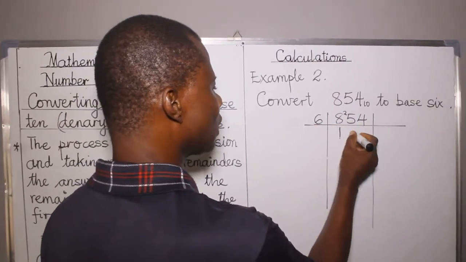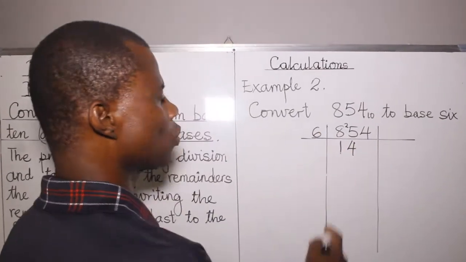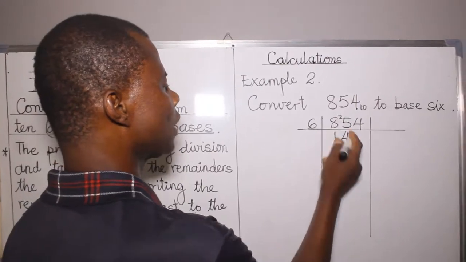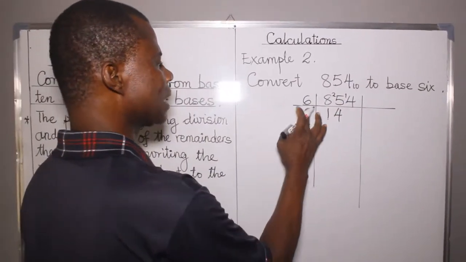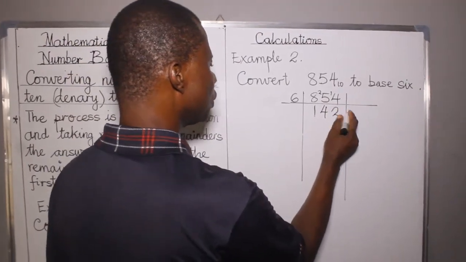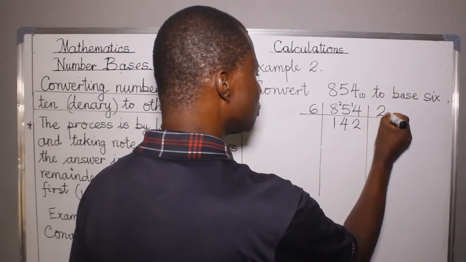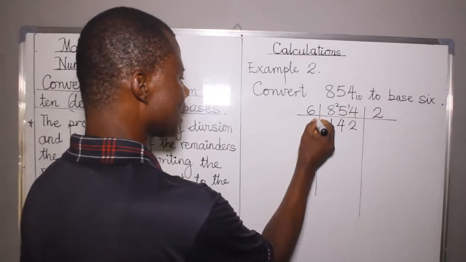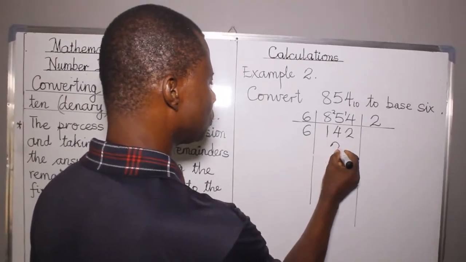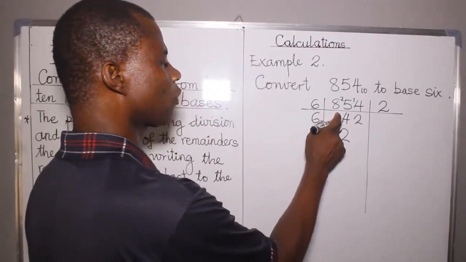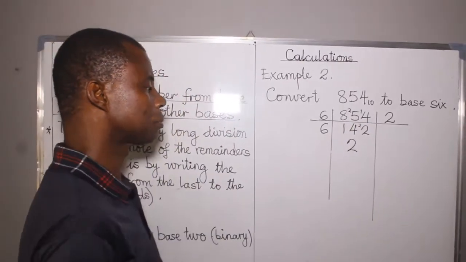How many 6 are there in 25? 4. 4 times 6, 24. Take 24 from 25, you have 1 left. Bring the 4 here, it becomes 14. How many 6 are there in 14? 2. 2 times 6, 12. Take 12 from 14, you have remainder 2. You continue with your 6. 6 in 1, not possible, in 14, we have 2. 2 times 6, 12. Take 12 from 14, you are left with 2.